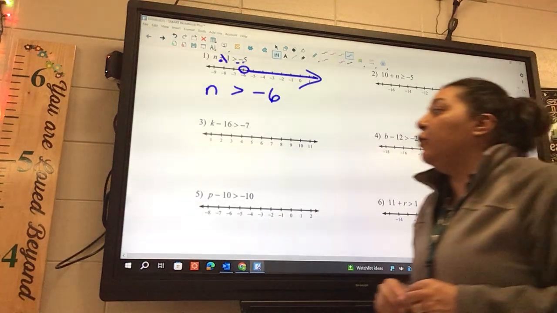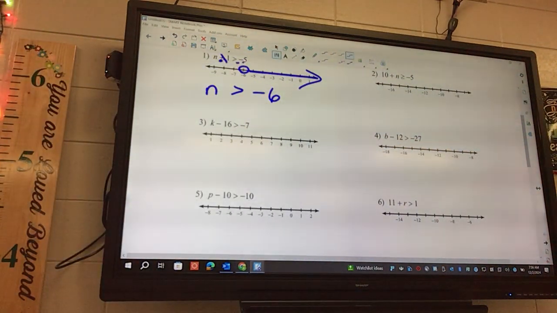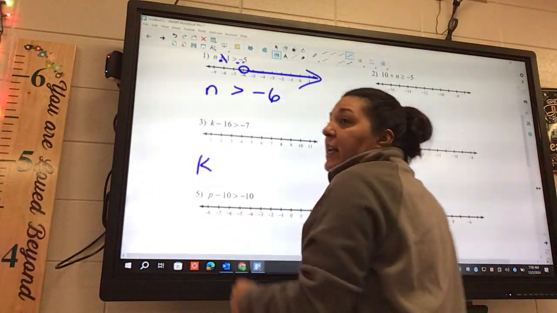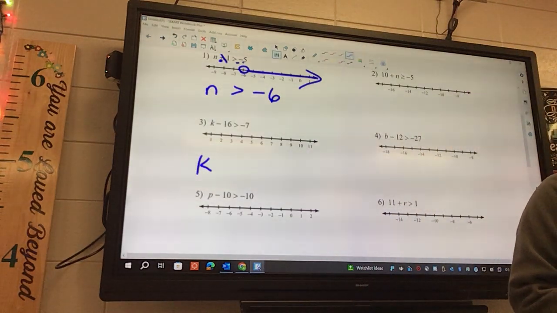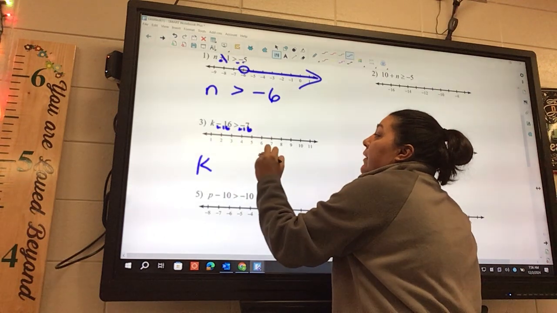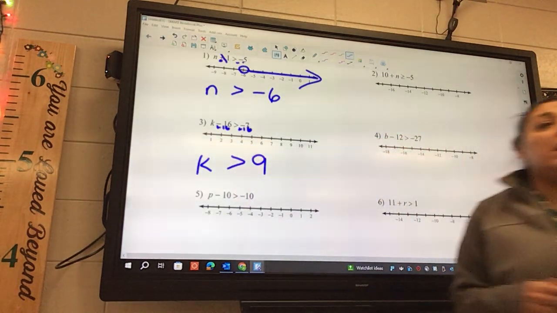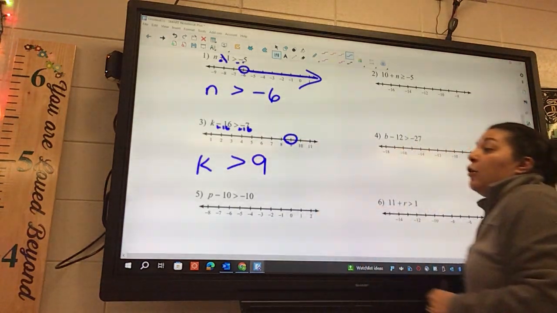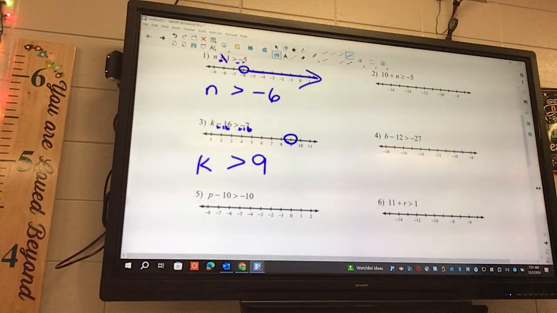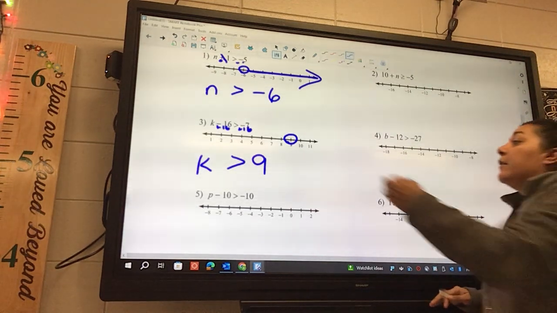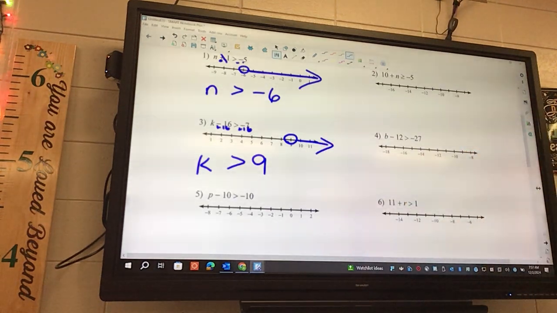Okay, number 3, who needs moved? The -16. So I'm going to do what? Plus 16 on both sides. What is -7 plus 16? 9. And then we're going to keep our sign. On the 9, is that going to be open or closed? Open. Okay, who is the alligator eating? The K. He's eating the letter. So are we looking for bigger or smaller? Bigger. If he's eating the letter, we need to go bigger.